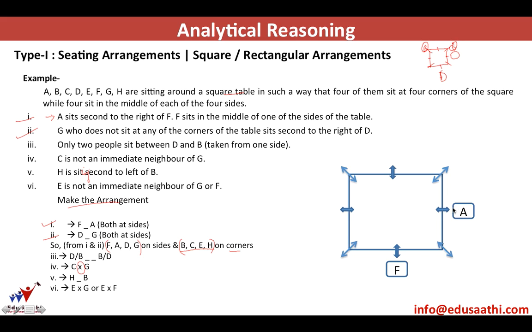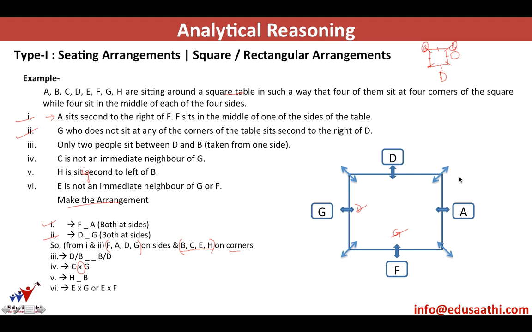If we have A over here, then I can have D over here, because I cannot place D over here as second to the right of D is G. If I place D over here, then G has to be over here, which is not possible as F is already sitting at this place. So we will place D over here and correspondingly G over here. So we have four people who are sitting at four sides.